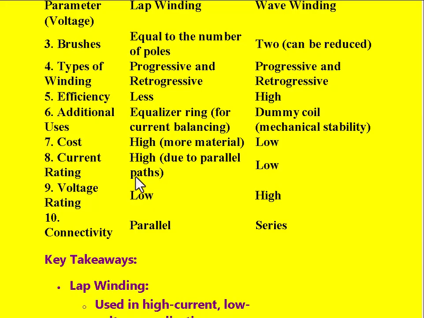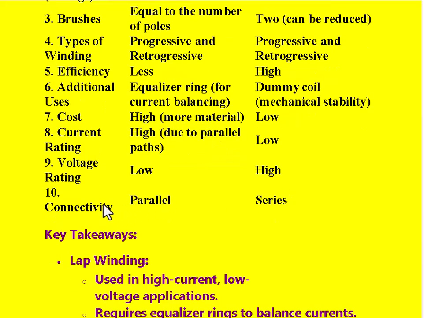And coming to the voltage rating, the lap winding will have more parallel paths, so the voltage rating is low, whereas in the wave winding the number of conductors per parallel path is more, so automatically the voltage rating of the wave winding is more. And connectivity: in case of lap winding the winding is connected in parallel, whereas in case of wave winding the winding connection is in series.